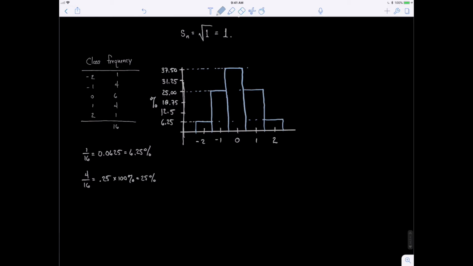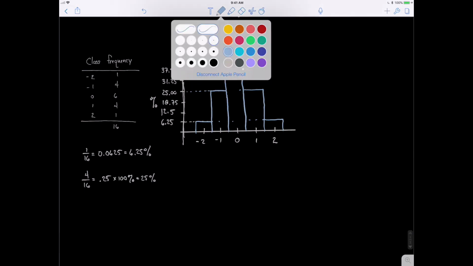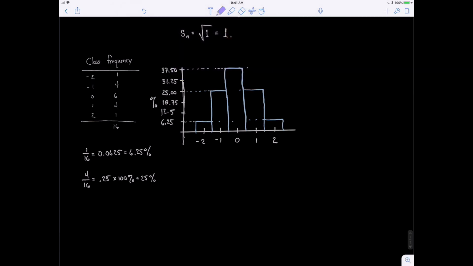Now, here's where the ideas we've already played with, but we're going to try them again. I'm going to use a little bit different color here. If I color in this first bar, I'm going to do it this way, you'll see why. If I color in this first bar, then that represents 6.25% of my total data. So this is 6.25% of all data.